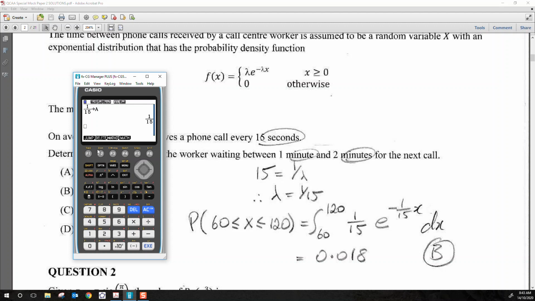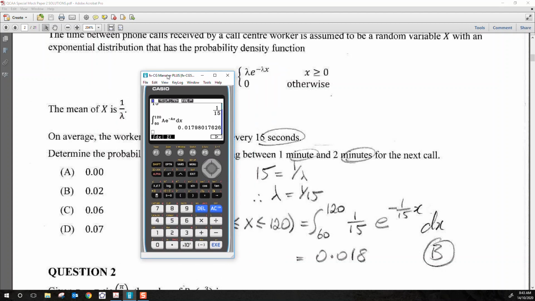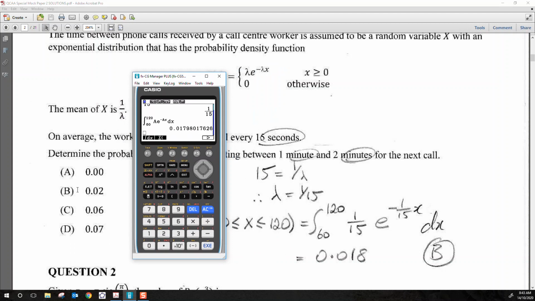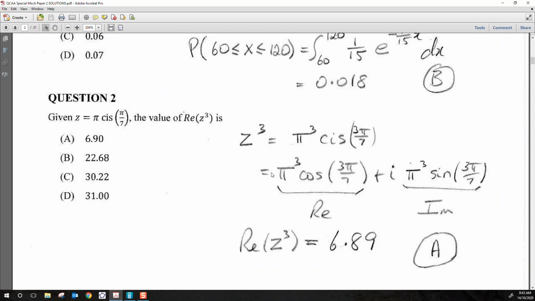Now, I can do that on my calculator. If I go maths, then integral. So I've already got lambda stored, so I'll just go A, e to the power of negative AX, from 60 seconds to 120. And there's my probability. Now, which of these answers is closest? It's option B. Let's move on.